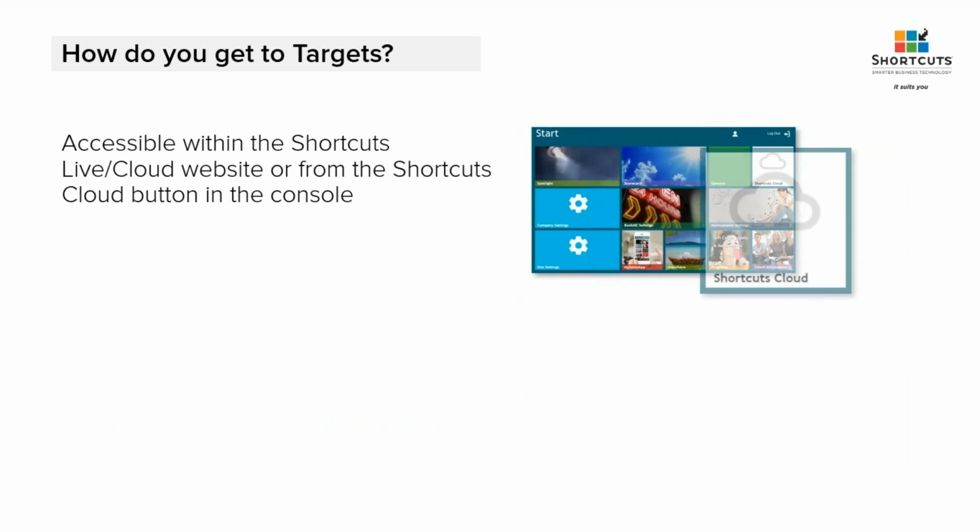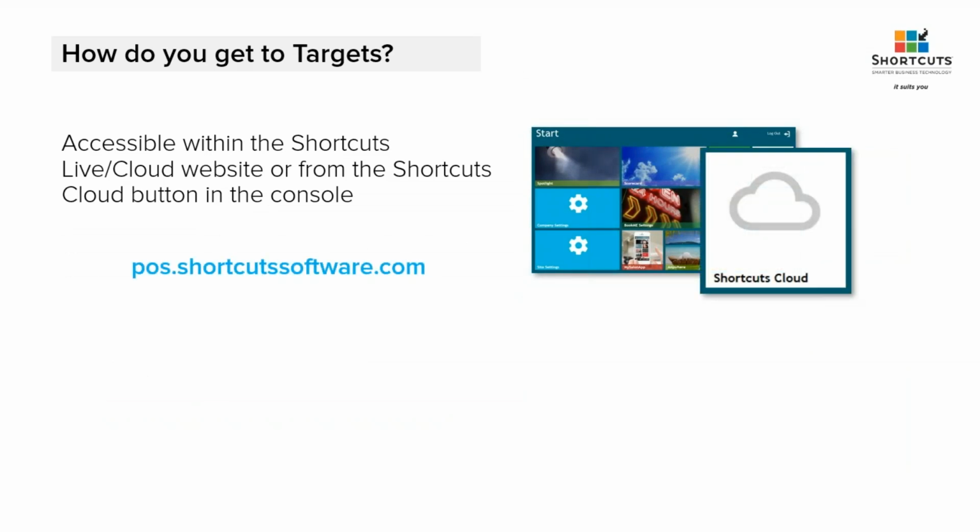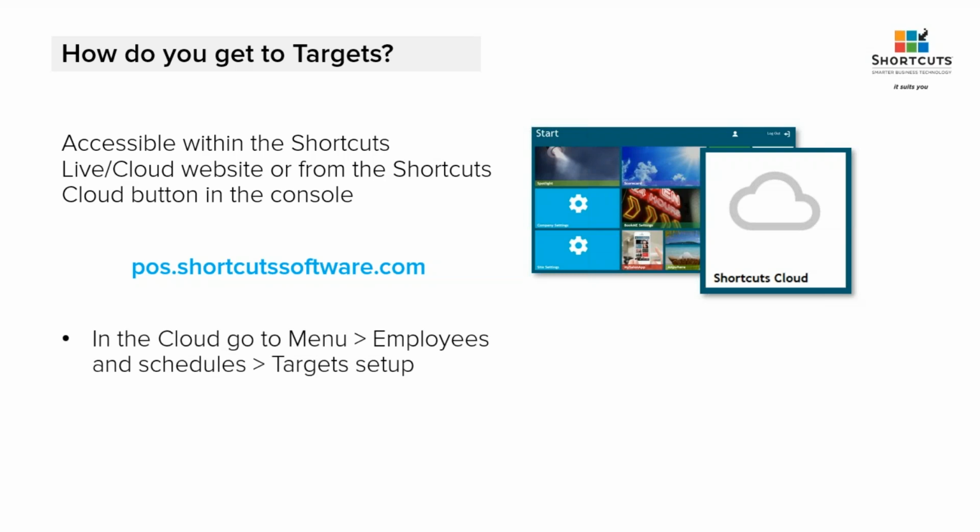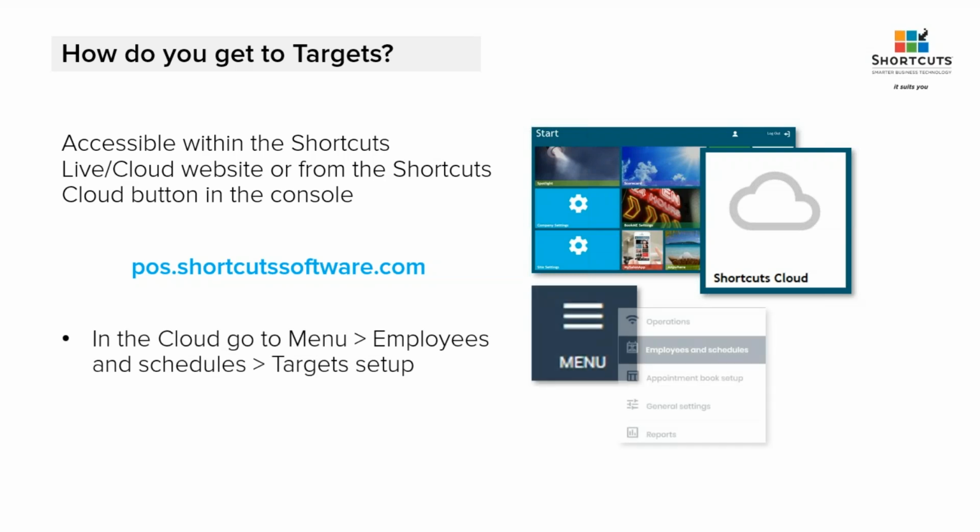Once you start to see how your business is trending in specific categories, then you'll want to set a target for your staff and for your business against those certain categories. So once you go back to the cloud, you want to go to Menu, Employees and Schedule, and then go to Targets Setup. And the icon actually looks like a target. So it's the same place you would go when you want to give your staff permission, employees and schedules, but instead of clicking the employee names, you're going to targets.